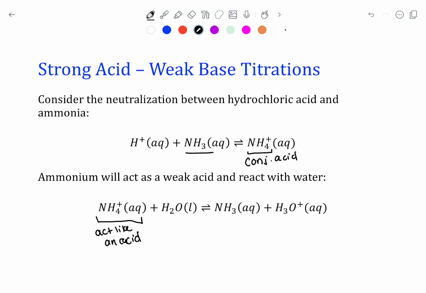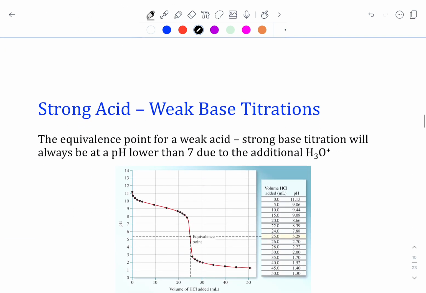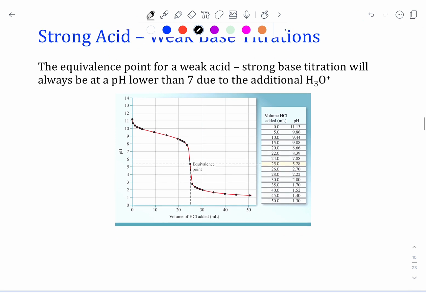And it is going to donate a hydrogen because acids are proton donors. So it's going to take this hydrogen and add it to the water, creating again the ammonia that we started with and an H3O+. And we know from our discussions in our previous chapter that if we see an H3O+, we can assume that the solution is now more acidic. And we see that in our acid-base titration curve here.